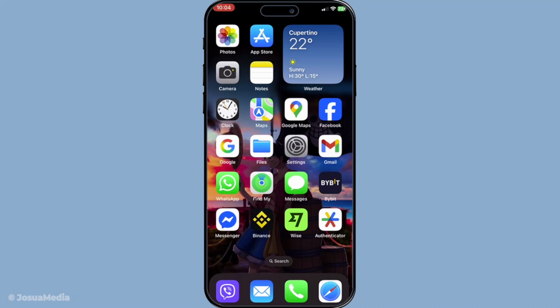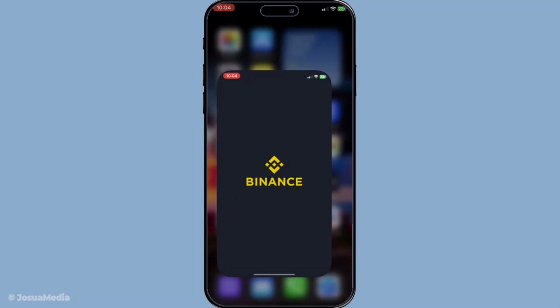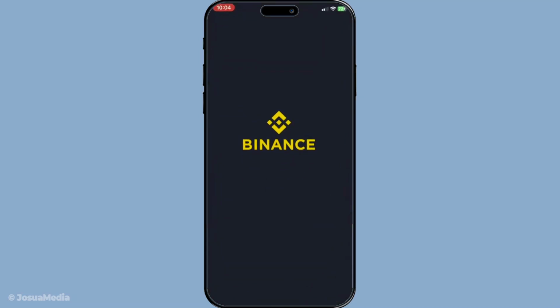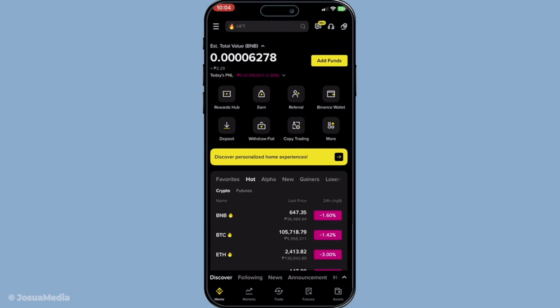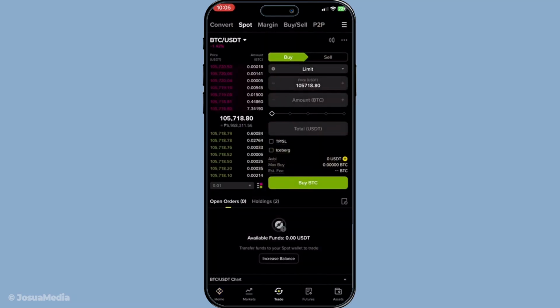First things first, let's open the Binance app on your mobile device. Once you're in, look towards the bottom of the screen and tap on Trade. This is your gateway to all sorts of trading activities available on the platform. Remember, it's always a good idea to ensure your app is up to date for the best performance and newest features.